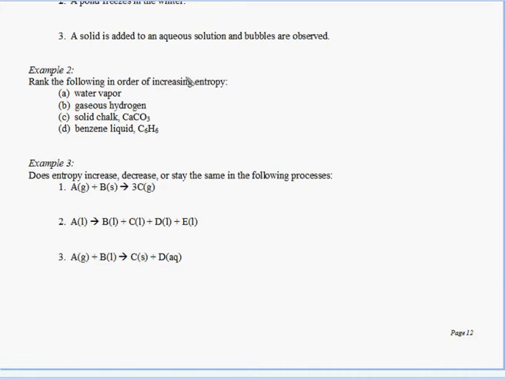In example 2, if you're going to rank the following in order of increasing entropy, that means that we want the least chaotic to be listed first, and we want to end with the most chaotic. Because of that, you might be able to already see that there are definitely some phases going on here. We've got gas to gas, solid, and liquid. The least chaotic will, of course, be the solid, so C. Solids are very organized. Because they're very organized, they do not have much chaos.